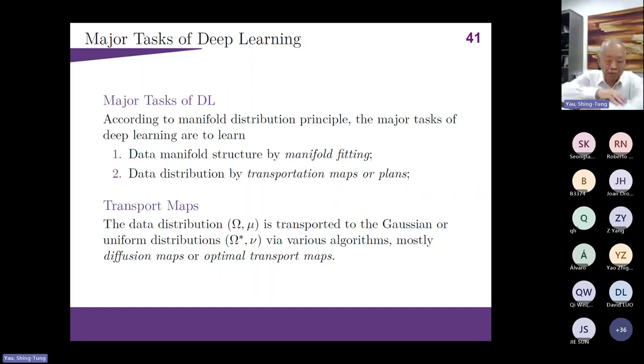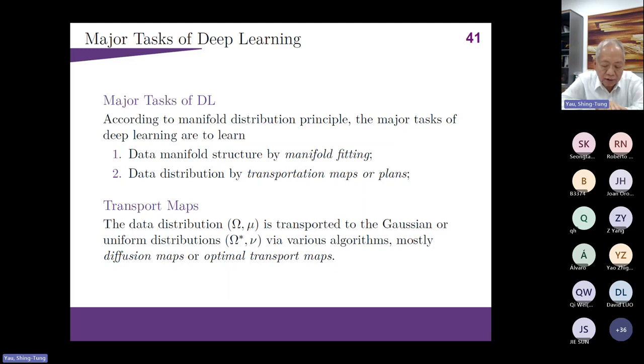So the major task of deep learning, as we explained before: the training data set can be treated as distributions on a low-dimensional data manifold embedded in high-dimensional ambient space. Therefore, according to the manifold distribution principle, the major tasks for generative AI are to learn the following. First, the manifold structure using encoding and decoding maps, which are approximated by deep neural networks with a large number of parameters. Second, the data distributions, which are represented by transportation maps from the data distribution to a canonical distribution, such as uniform or Gaussian distributions. The transportation maps are also approximated by deep neural networks. Namely, eventually, everything is represented by deep neural networks with a huge number of parameters.